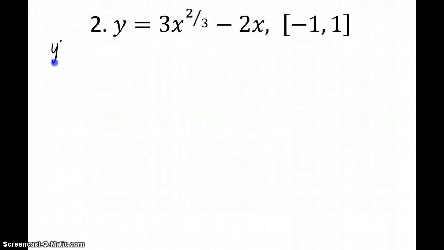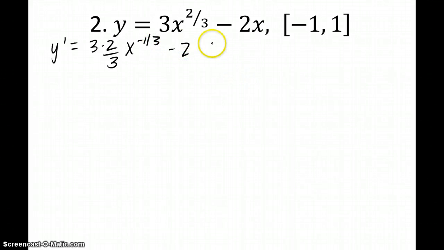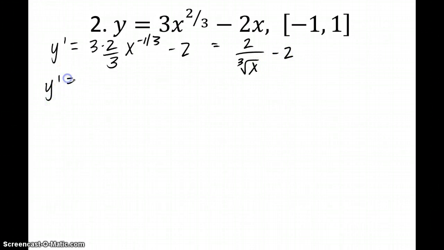Okay, next function, derivative, again using the power rule. So that becomes 2 over the cube root of x minus 2. Set the derivative equal to 0. So where does this function equal 0? Alright, so I added 2 to both sides, and then I'm going to multiply by cube root of x and divide by 2 at the same time.